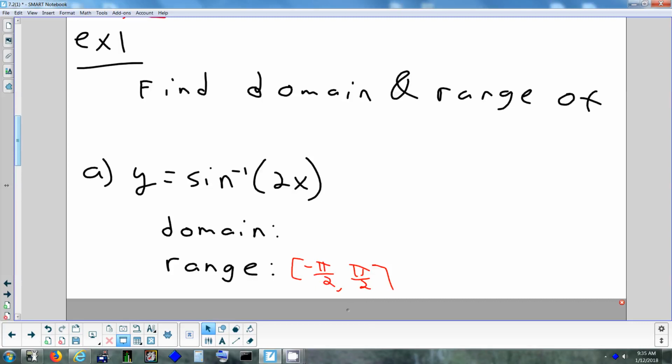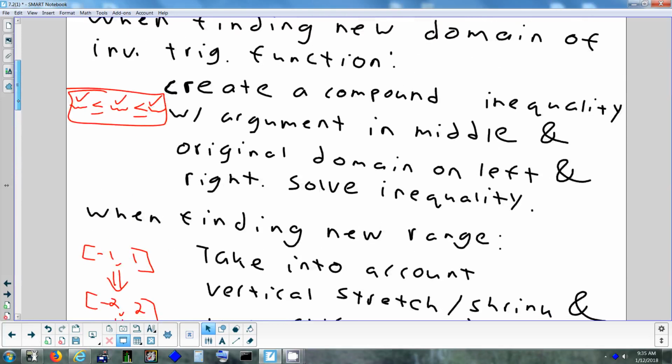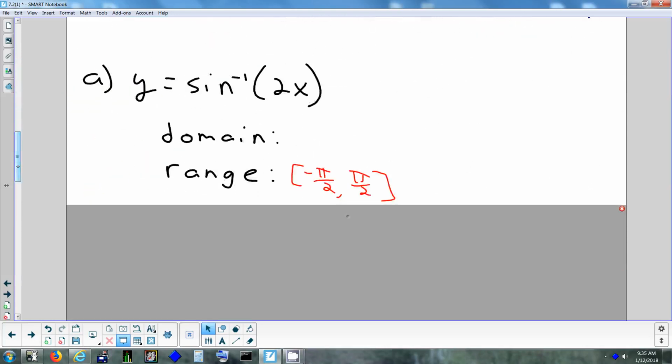And you can include it. So we put brackets. Okay, domain. Create a compound inequality with the argument in the middle. 2x. I usually use less thans because I'm going to put the smaller number on the left, bigger number on the right. If you switch that, you'd have to flip your signs.